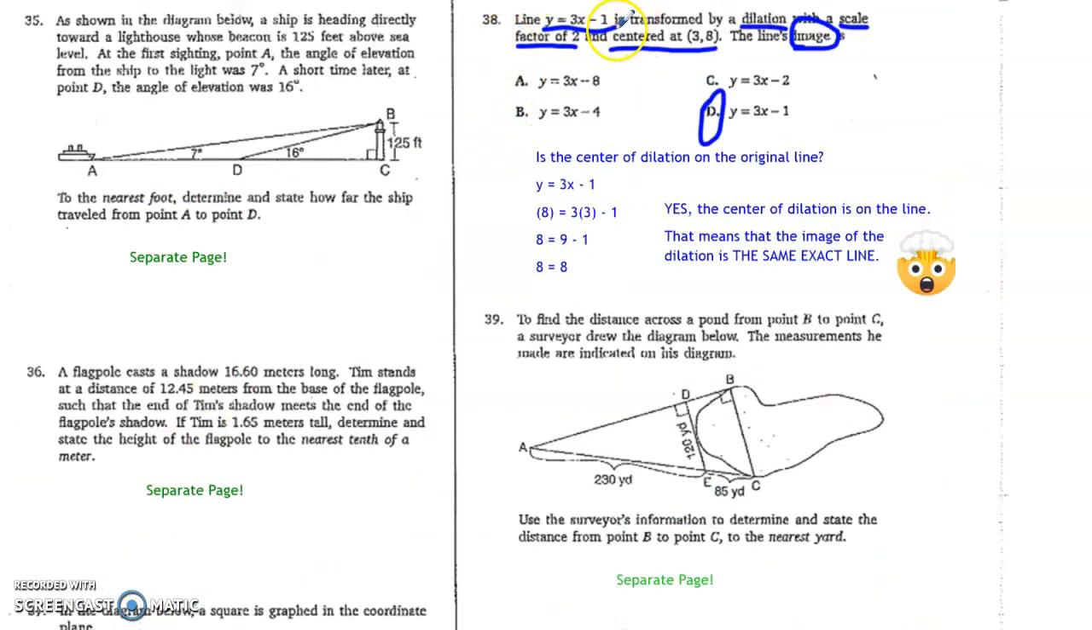For question number 38, well, it gives us a line and it says it's transformed by dilation, but the dilation is centered at 3, 8. It's not centered at the origin. So the first thing I'm going to check is the center of dilation on the original line? If it is, which in this case it is, 8 equals 8 means that that point is on the line. That means the line doesn't move. If the center of dilation is on the line, you can make it bigger or smaller or whatever. A line is infinitely long anyway. It's not going to change position because normally it would go farther away from the center of dilation. But if it's on the center of dilation, it can't go anywhere.